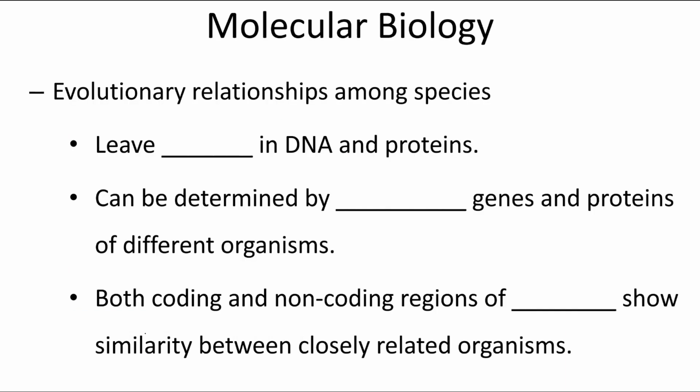The last line of evidence that we'll be talking about in support of evolution is molecular biology. So this is specifically looking at the DNA and proteins and the sequences of those in organisms. Evolutionary relationships among species leave signs in the DNA and proteins. These signs can be determined by comparing genes and proteins of different organisms. Now, it turns out both the coding and the non-coding regions of DNA show similarity between closely related organisms.